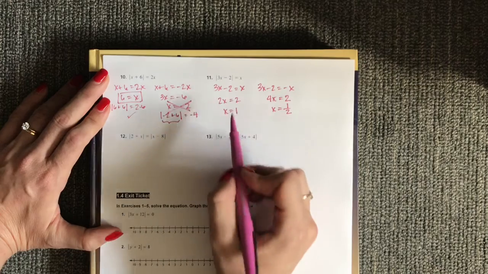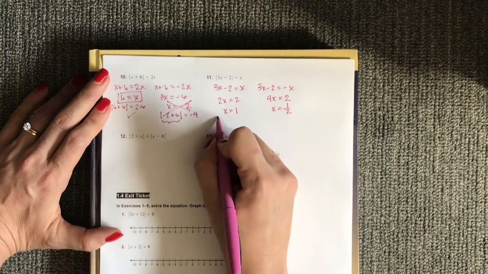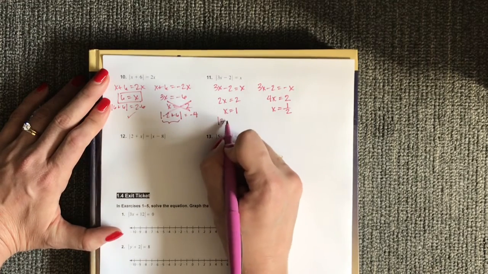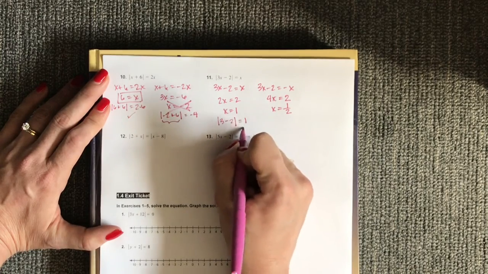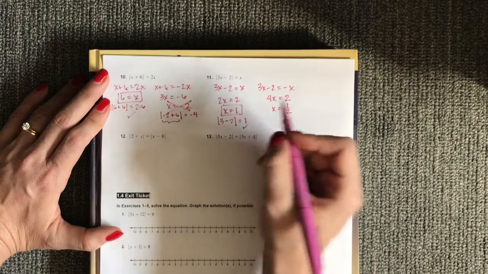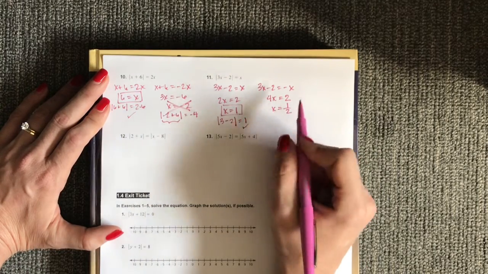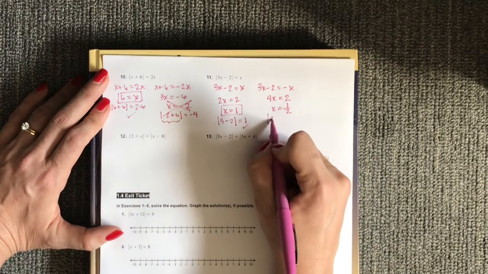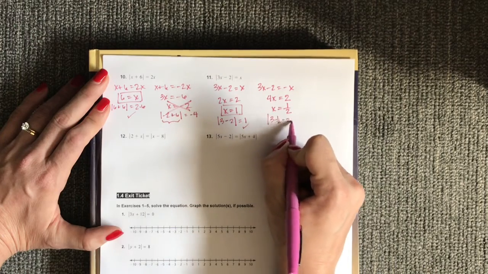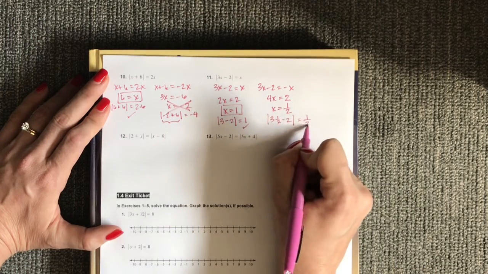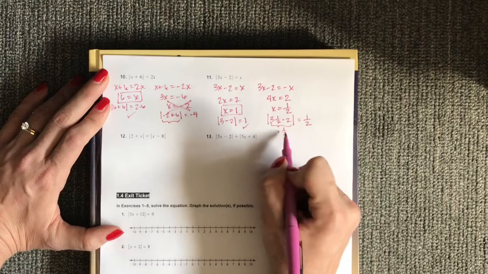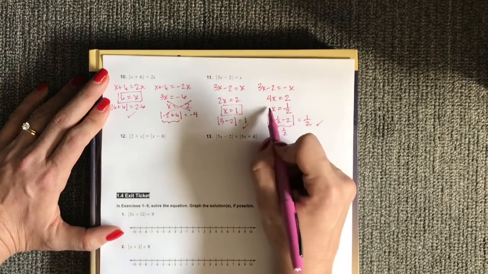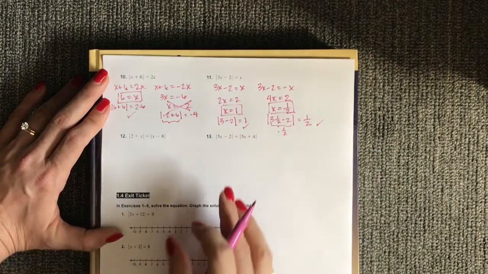And then we check both of these. So if I plug in 1, I'd have absolute value of 3 times 1 minus 2 equals 1, which is true. And if I plug in 1/2, I get absolute value of 3 times 1/2 minus 2 equals 1/2, which, this 3 times 1/2 minus 2, that equals negative 1/2. Absolute value of negative 1/2 is 1/2, so that's true. So they both work.